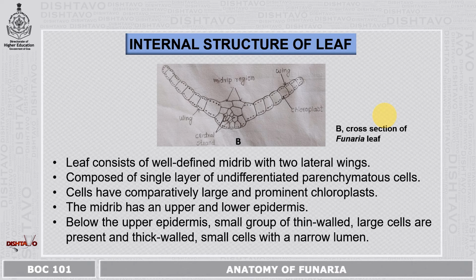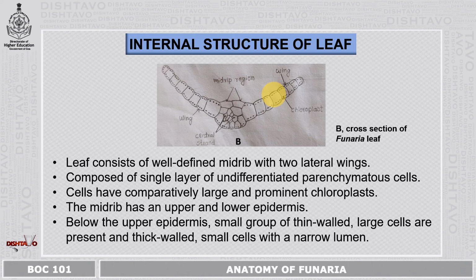Students, now we will study the internal structure of leaf. Leaf consists of a well-defined midrib with two lateral wings. If you see in the diagram, you can see there is a well-defined midrib with two lateral wings. The lamina is composed of a single layer of undifferentiated parenchymatous cells. They have comparatively large and prominent chloroplasts, so they can function for photosynthesis.